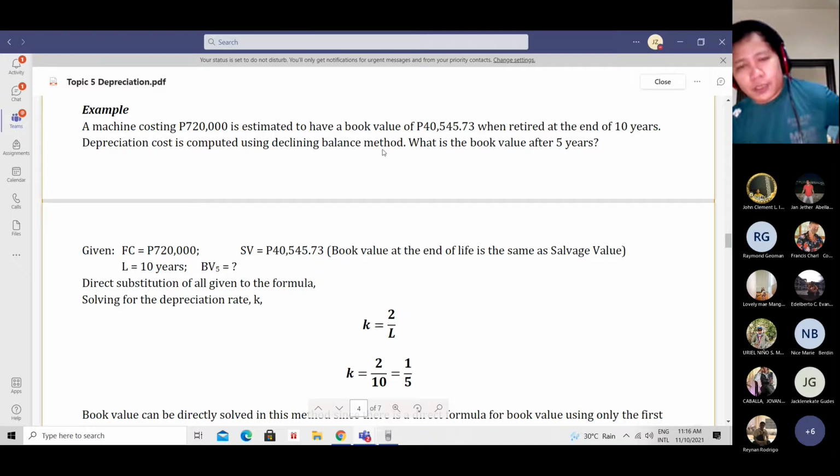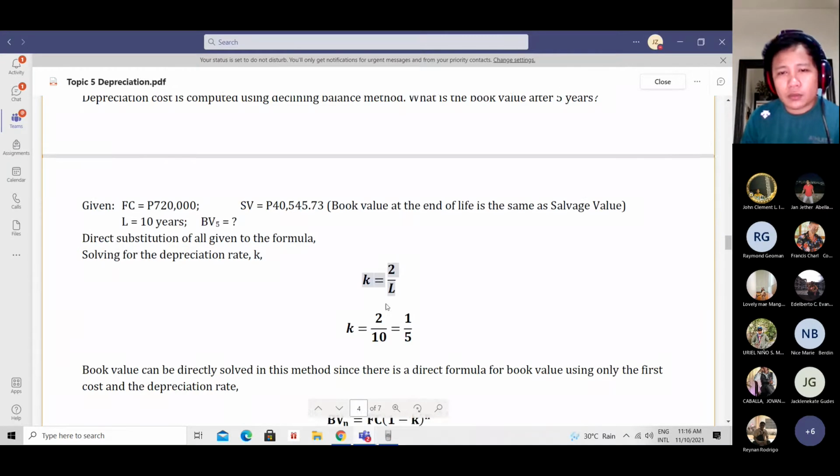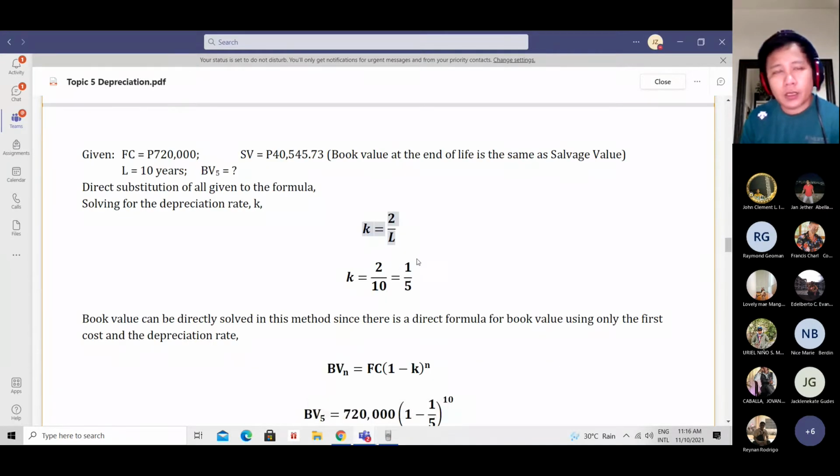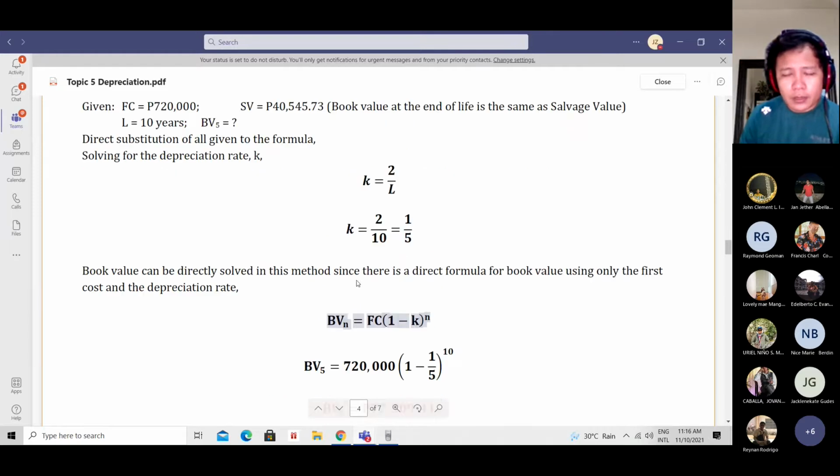So for this one, using the double declining balance method, the only difference is again the rate K. So 2 over N, you have 10 years. 2 over 10, that is 1/5. Book value can be directly solved in this method using the direct formula for book value: first cost times 1 minus K to the power of N. As I've said before, the formulas for book value and annual depreciation for declining and double declining are the same for both of them.